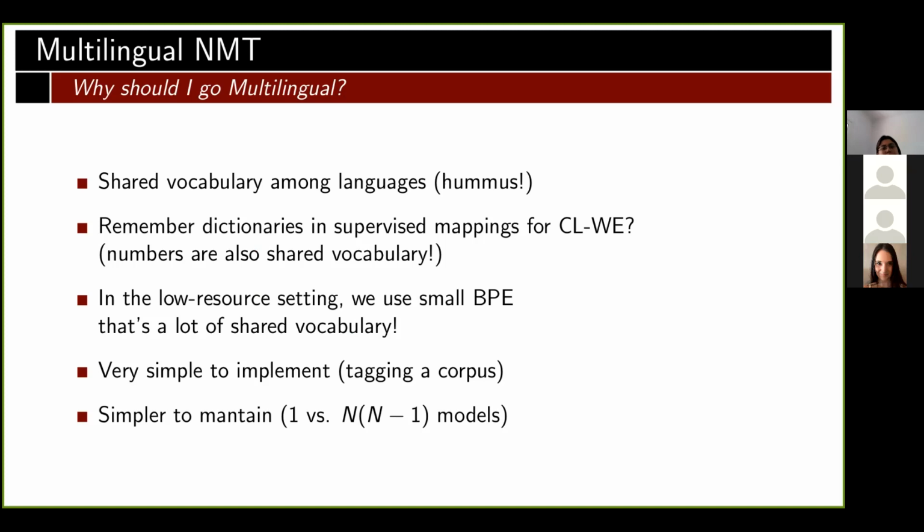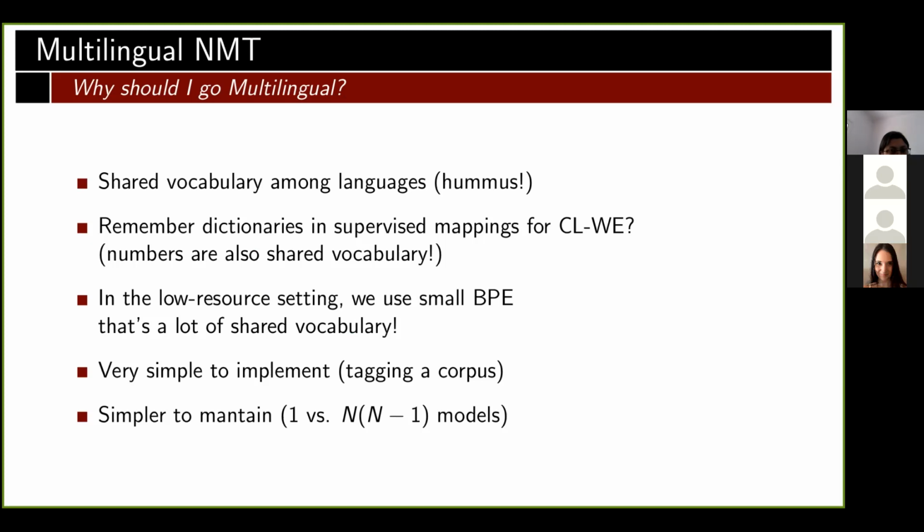In the examples that I've written before, the word hummus was very similar or exactly the same in Catalan, English, and German. And remember that when we were mapping cross-lingual word embeddings, these kinds of dictionaries or anchor points were very important to put all the languages in the same space. So while adding multilinguality, we are helping the system to map everything together and to put all the languages in the same space. And this, in my intuition at least, should help the system learn to translate.